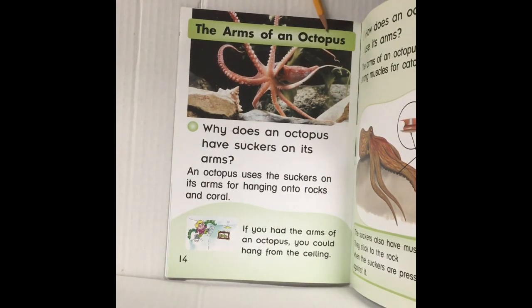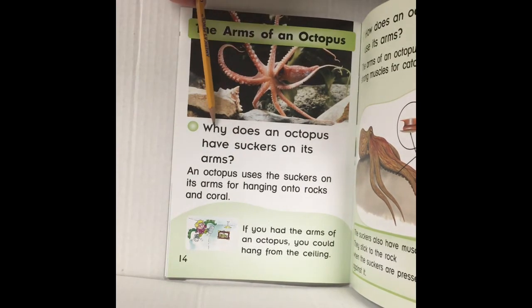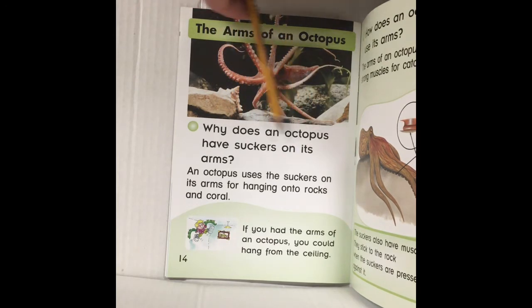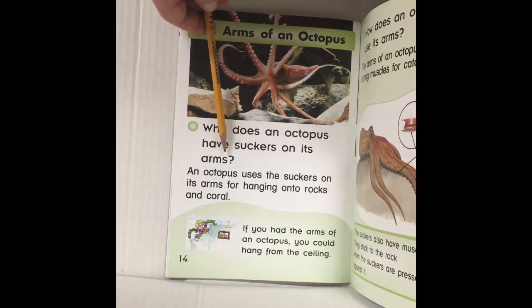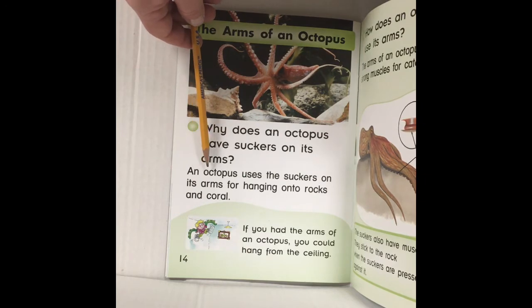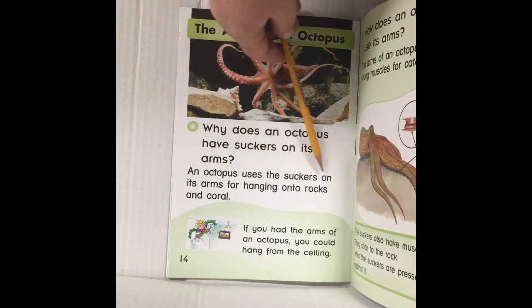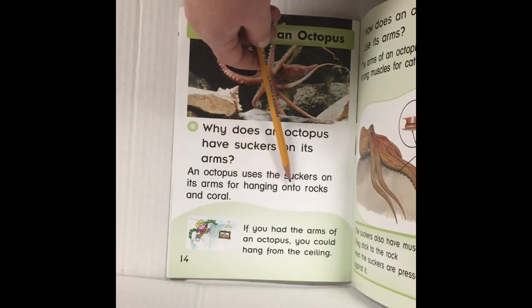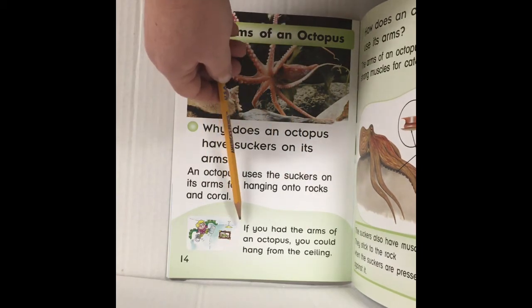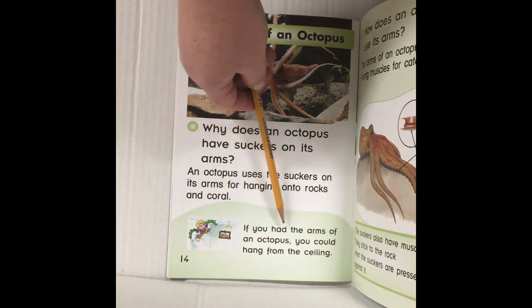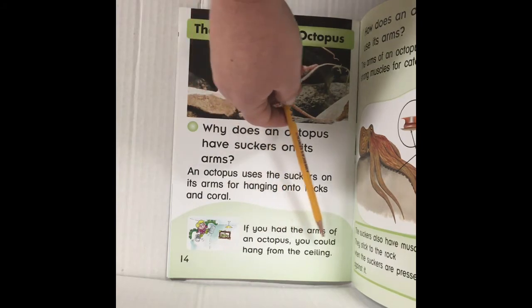The arms of an octopus. Why does an octopus have suckers on its arms? An octopus uses the suckers on its arms for hanging onto rocks and coral. If you had the arms of an octopus, you could hang from the ceiling.